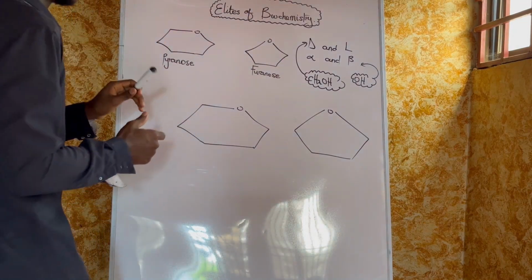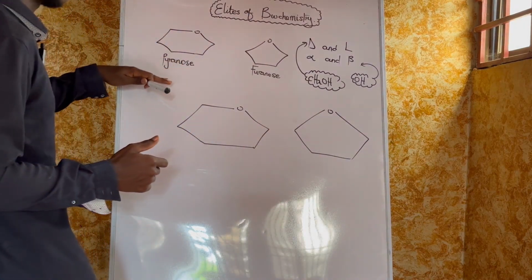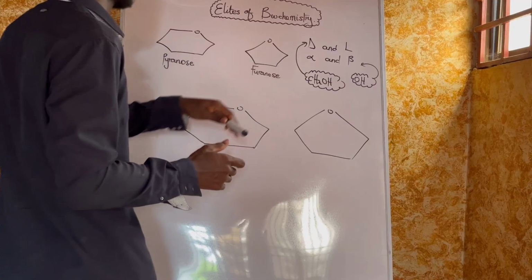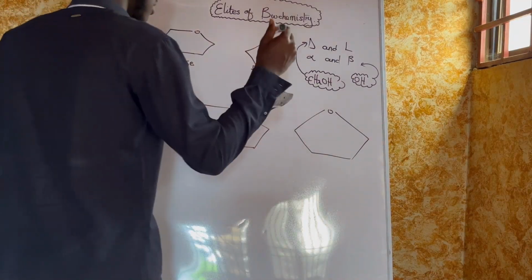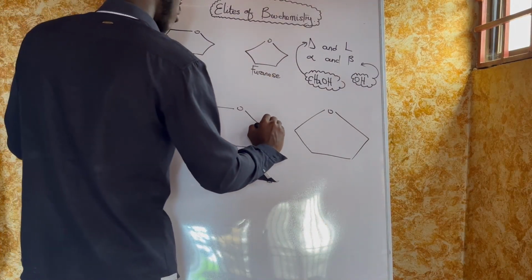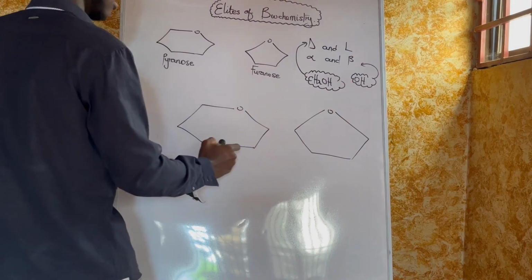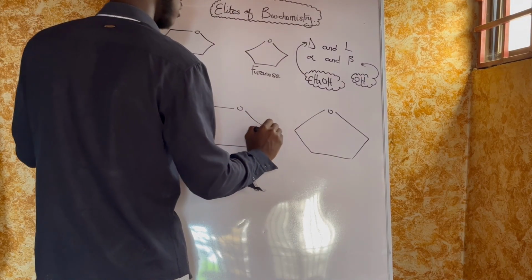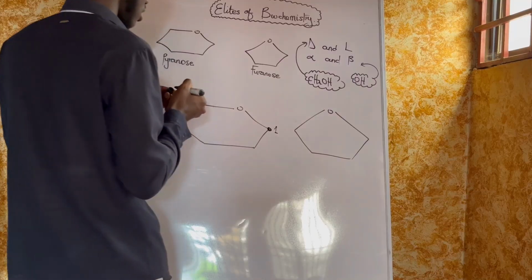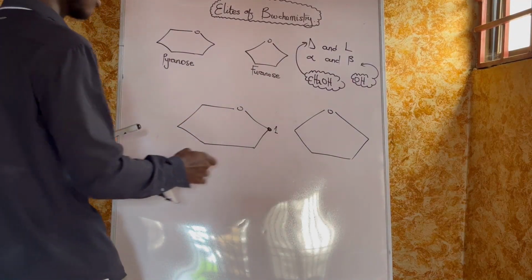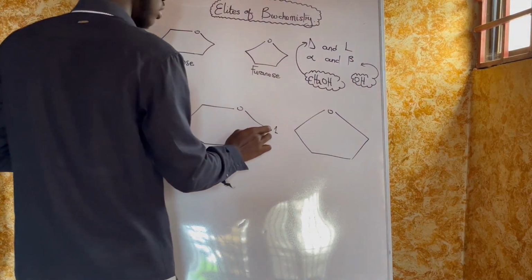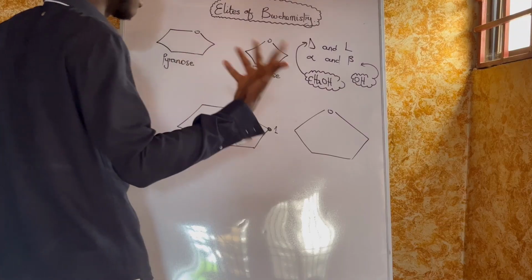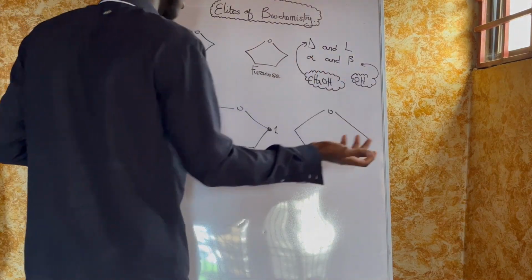So if the sugar is a pyranose, you know that it's a 6-membered ring. If it's a furanose, you know that it's a 5-membered ring. Now, this is the anomeric carbon for a pyranose sugar. This part, which is carbon 1, is always the anomeric carbon. So the position of the OH group on this anomeric carbon will tell us whether it is alpha or beta.